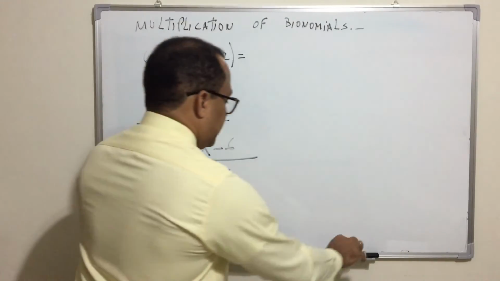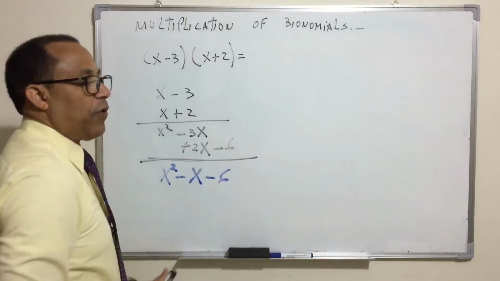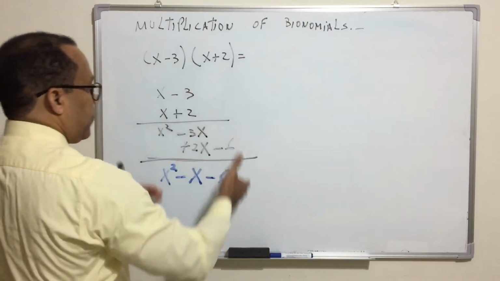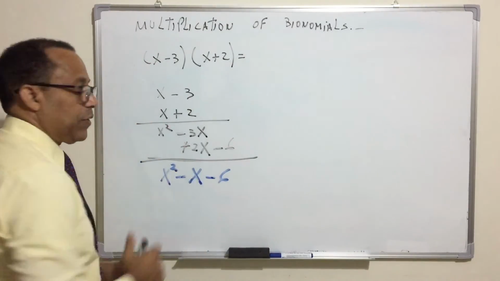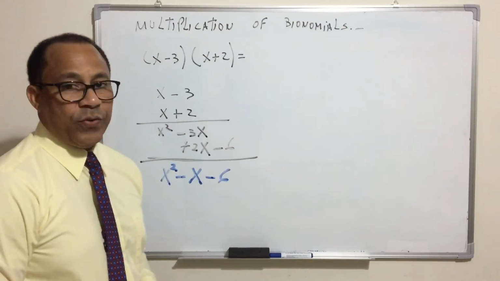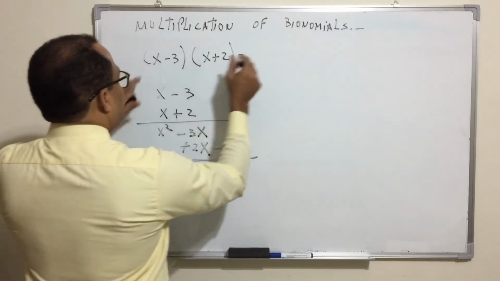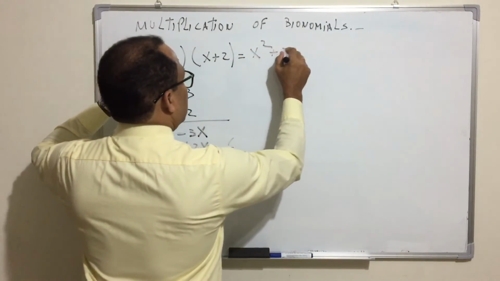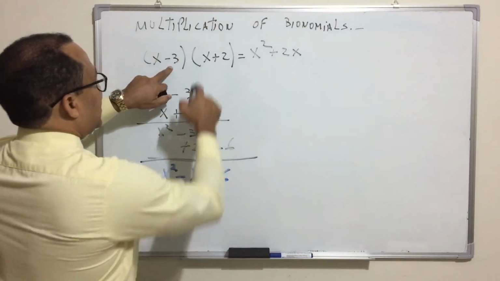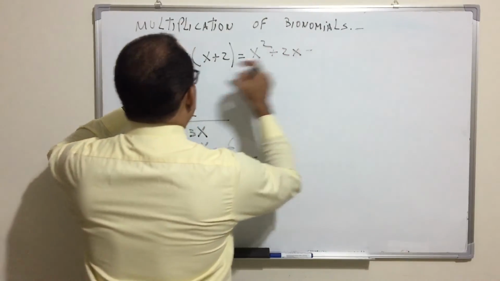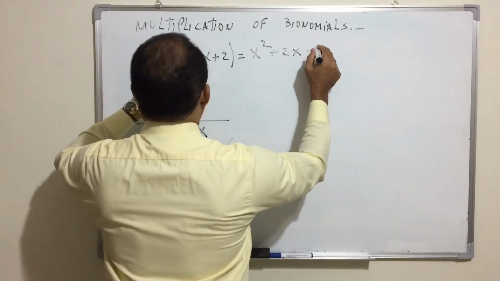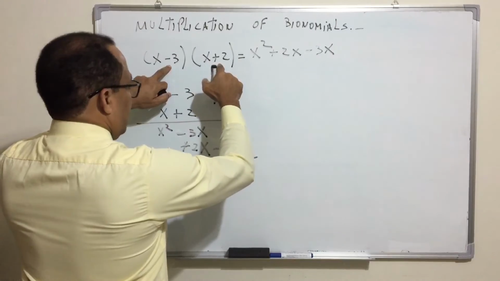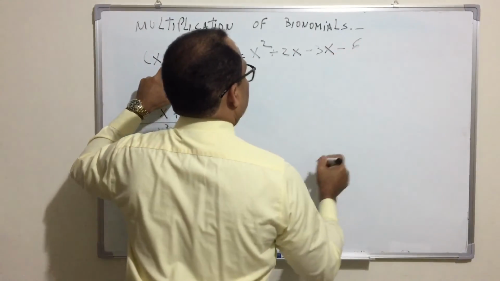How can we prove this? If we use the FOIL method, we used it before, we will have the same result. Let's see the FOIL method very quickly up here. X times x, x to the second power. X times 2 equals positive 2x. Negative 3 times x: negative times positive equals negative 3x. And negative 3 times positive 2 is equal to negative 6.